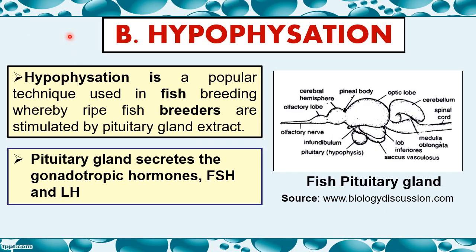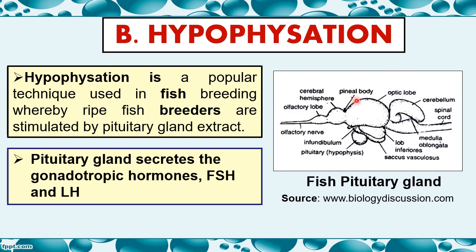Now let us come to the most popular method of induced breeding in fish, that is hypophysation. Fish hypophysation is an artificial method of induced breeding in fish in which sexually matured brood fishes are induced to breed in confined water like a pond by using pituitary gland extract. Since the pituitary gland is also known as the hypophysis, this technique of inducing fish using pituitary gland extract is known as hypophysation.